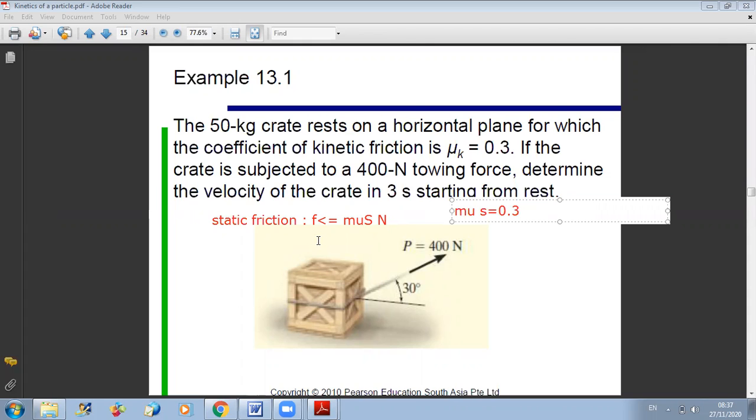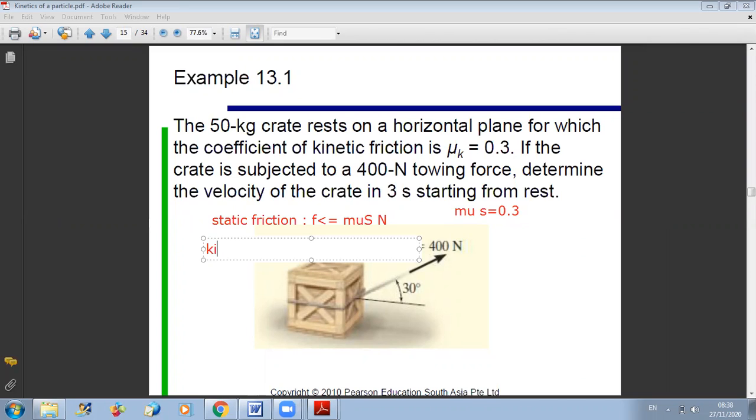You can assume that it's static friction. You calculate it, and then you compare it with mu s N. If it's smaller than mu s N, then your assumption is right, and there is no motion for the box. But if it's higher than mu s N, then you have motion, and your friction will no longer be static. You will have a kinetic friction, and the kinetic friction has one value. It's not like static friction.